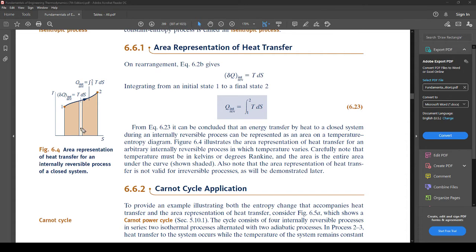So this right here is what they're talking about. This is the shaded region, right? So that is the area under the curve, which is the heat transfer of the process. We're going to get into a little bit more of these diagrams in a little bit. I think we already have a little bit, but we'll get into it more very, very soon.